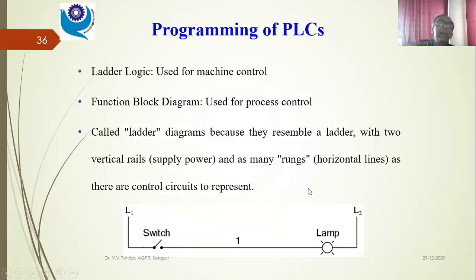Programming of PLCs: ladder logic is used for machine control, and functional block diagram, or FBD, is used for process control. They are called ladder diagrams because they resemble a ladder with two vertical rails, which supply power, and as many rungs, horizontal lines, as there are control circuits to represent. So this column is the input side, this column is the output side. This is the first rung. Likewise, I can have a number of rungs, with input side and output side.